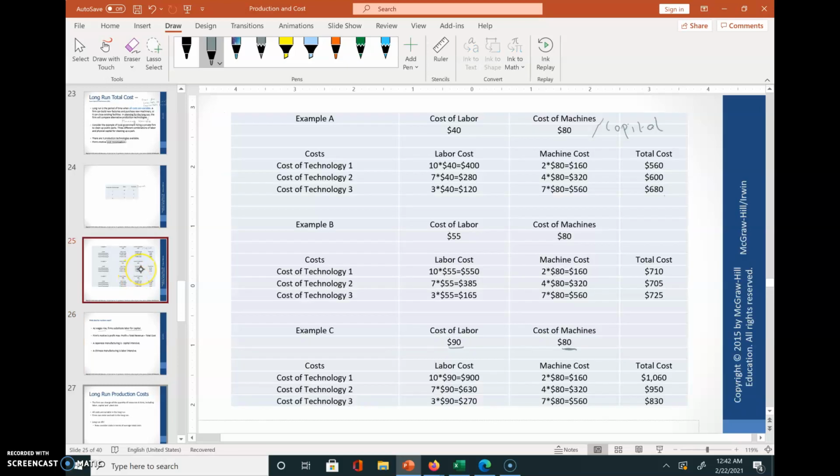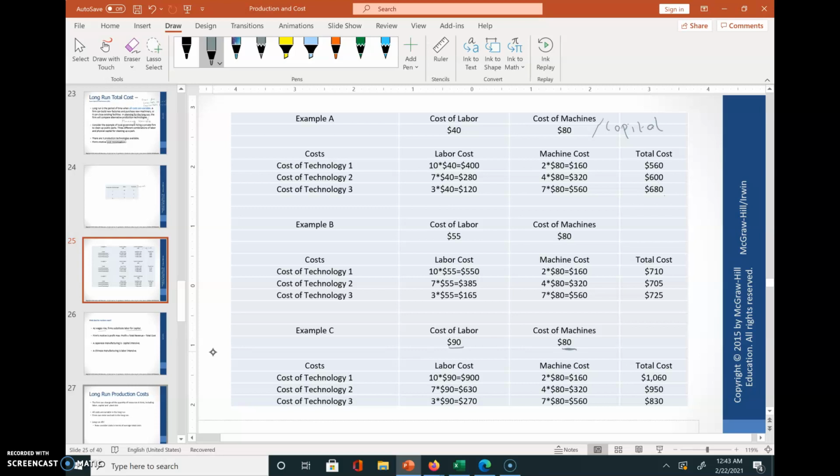A firm's profit maximization is the motive, and profit is equal to total revenue minus total cost. Now going back here, looks like as the cost of labor is going up, no matter which example we are using, I'm gonna prefer capital to labor. Take a look at example A here. The cost of labor is $40. And take a look at example B here. Cost of labor is $55, and example C, the cost of labor is $90.